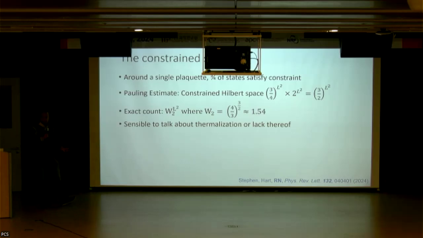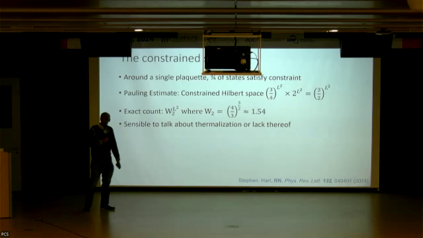And this number is exponential in system volume. We're in 2 dimensions, so L squared is system volume. So the size of the constraint satisfying Hilbert space is exponential in system volume, meaning if you take a logarithm of this constraint satisfying Hilbert space, that's extensive. So the constraint satisfying Hilbert space is large enough to accommodate a non-zero entropy density. It's an honest 2-dimensional many-body Hilbert space, and so it's sensible to talk about thermalization or lack thereof in this constraint satisfying Hilbert space.